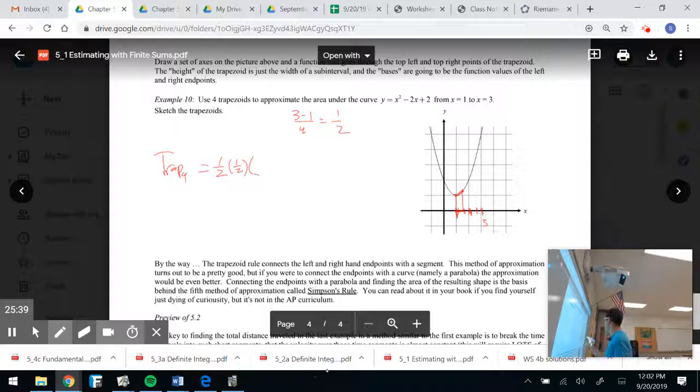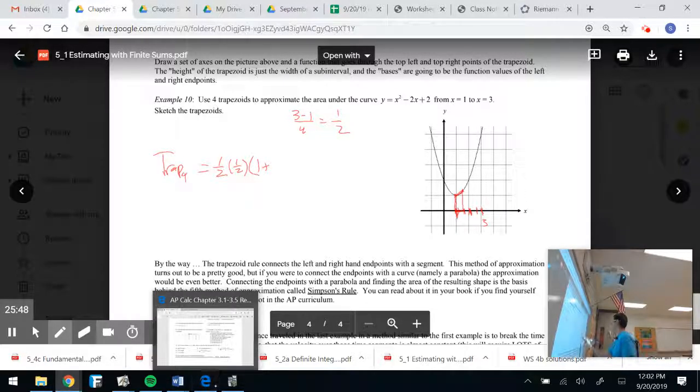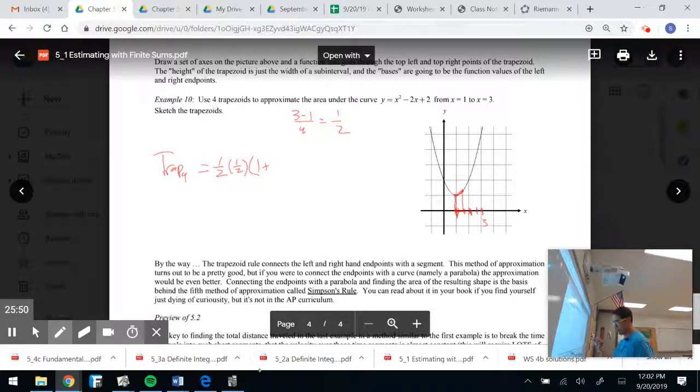So base 1 would be this height. It'd be plugging a 1 into that function. I got my answers right here to save time, okay, class? So that'd be 1 plus, and then if I was to plug in a 3/2 into that bad boy up there, I would get 1.25. So that'd be the first trapezoid. Plus, let's do the next trapezoid.